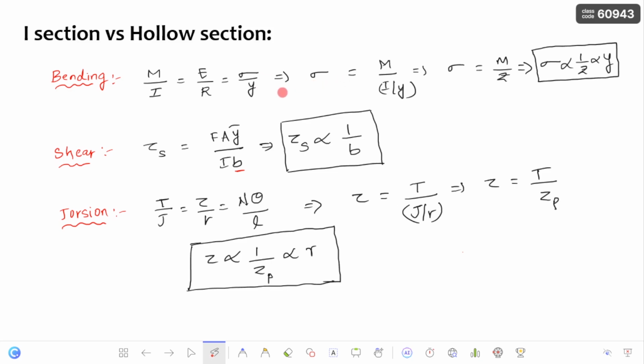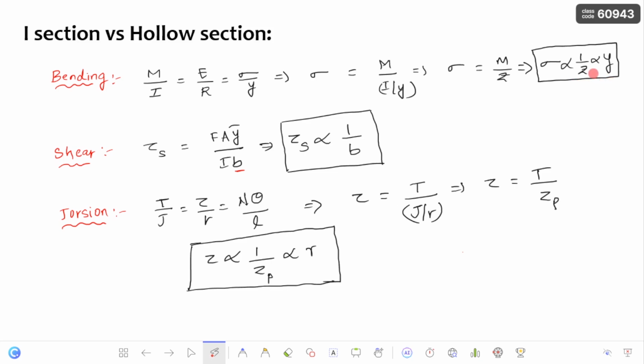Now if you rewrite this equation, you get the bending stress equation, that is M by I by Y. I by Y is nothing but the section modulus. Finally you get the equation sigma is equal to M by Z. From this equation, you can conclude that bending stress is inversely proportional to the section modulus and directly proportional to Y, the distance from the neutral axis to the extreme fiber of the cross section.